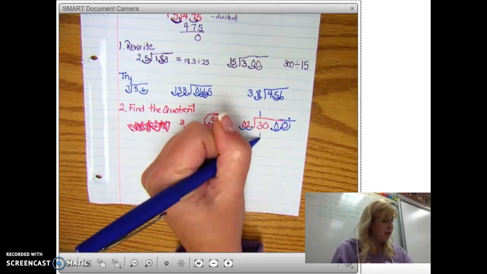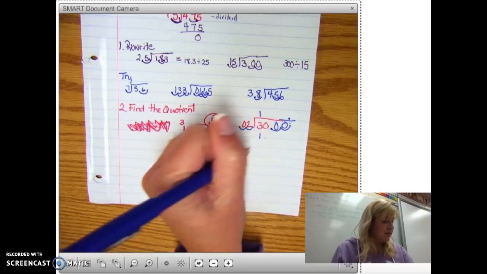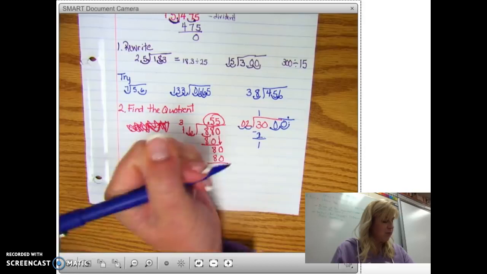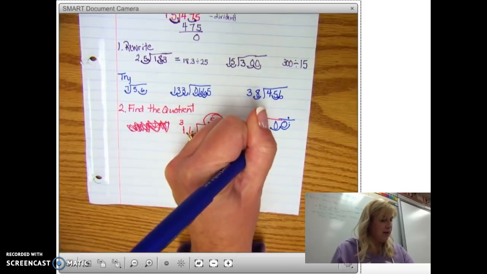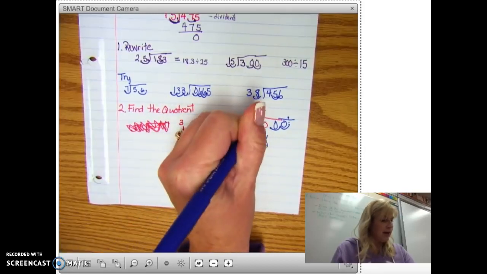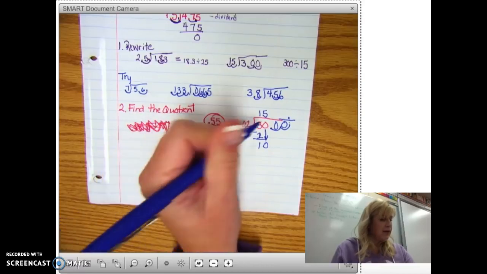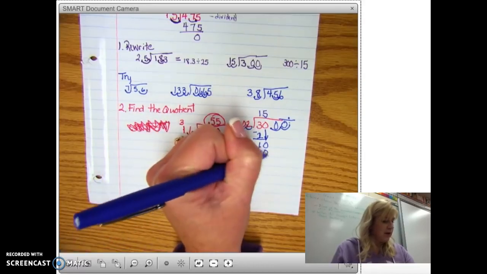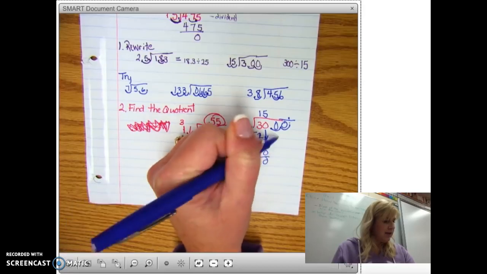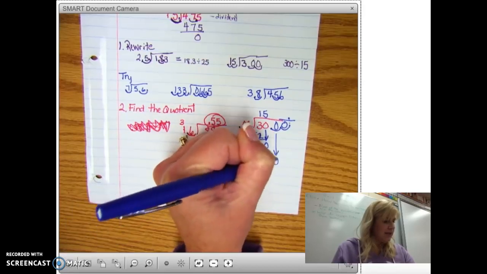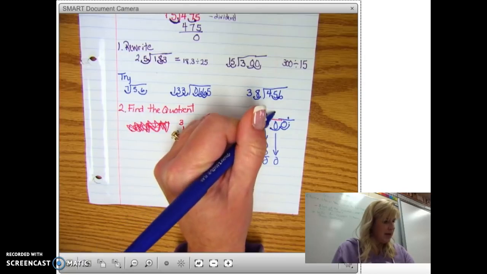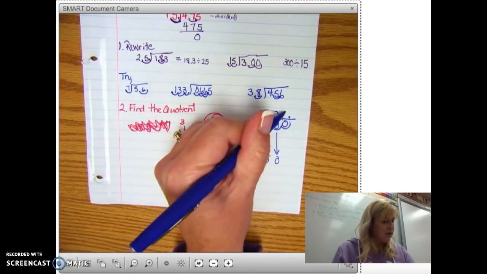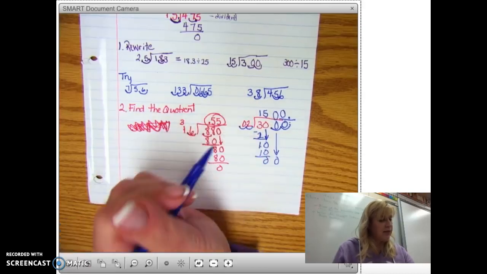2 goes into 3 one time. That's a 2. 3 minus 2 is 1. Bring down that 0. And then we have a 5. 2 goes into 10 5 times. And we've already zeroed out, but we have to deal with this next place, so we do have to put that 0 up there, and we do have to put that 0 up there.